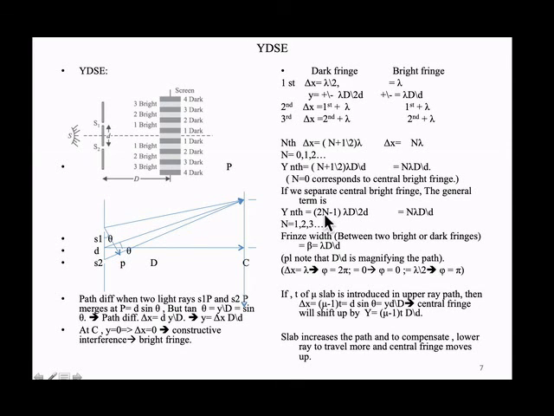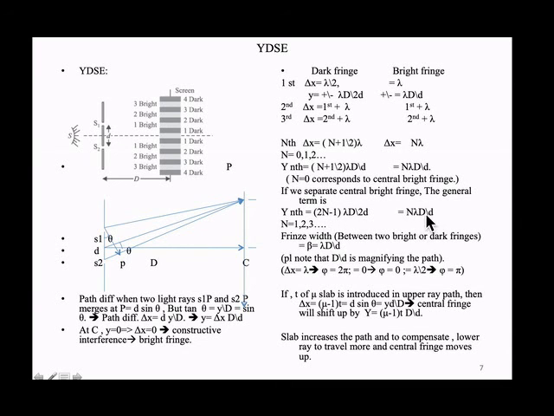Here if I put n as 1, what is it becoming? 2 minus 1, 1, lambda D by 2d. Lambda D by 2d is the first dark fringe. Second dark fringe. Third dark fringe. If I put n as 1, 2, 3, so n equal to 1, 2, 3 represents the number of the dark fringe.